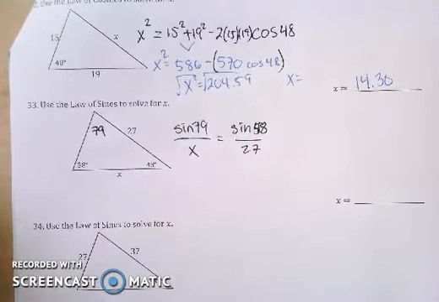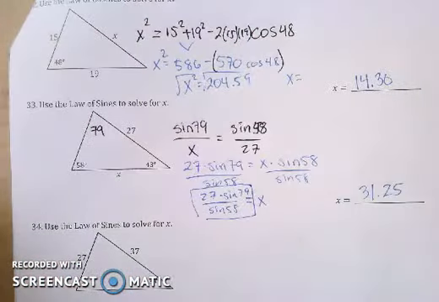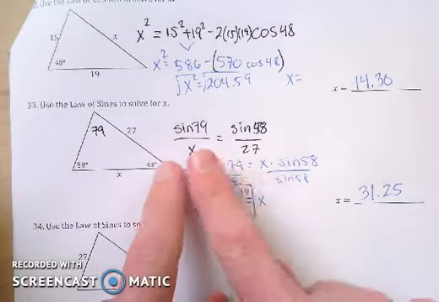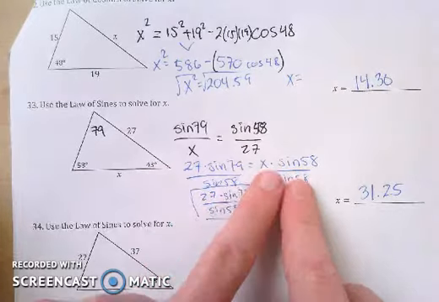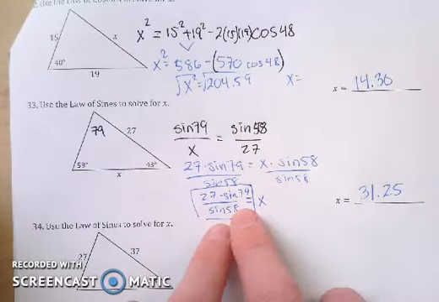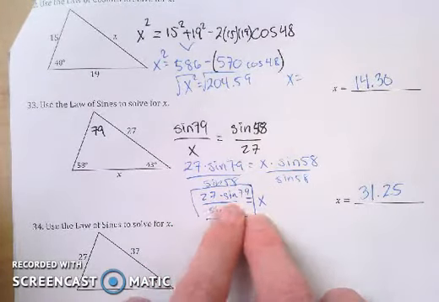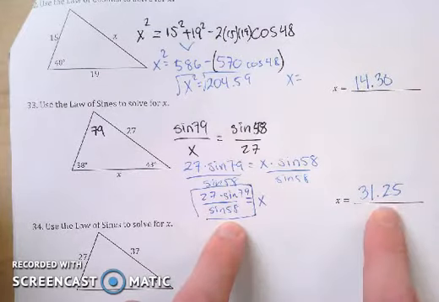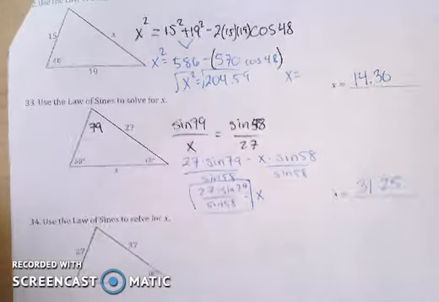Okay? Now I'm going to do fast math. Okay, here we go. We did it all. So when we look at it, we go ahead and cross multiply. And then I need to get x on the side, divide by sine 58. So I end up with calculator ready version of 27 times sine 79 over sine 58. Plug it in, you get 31.25.